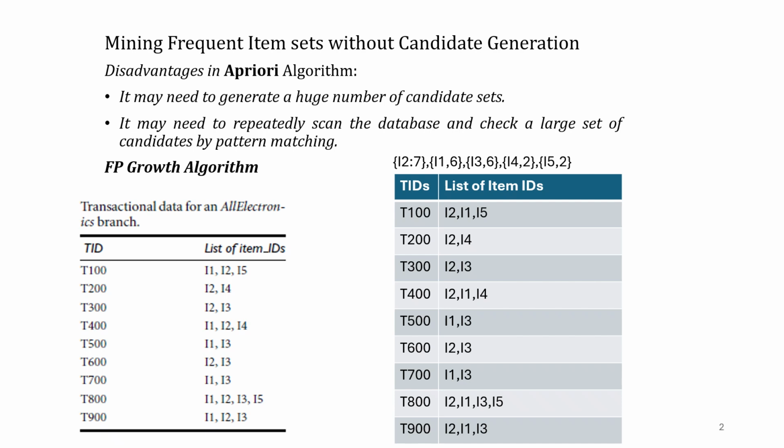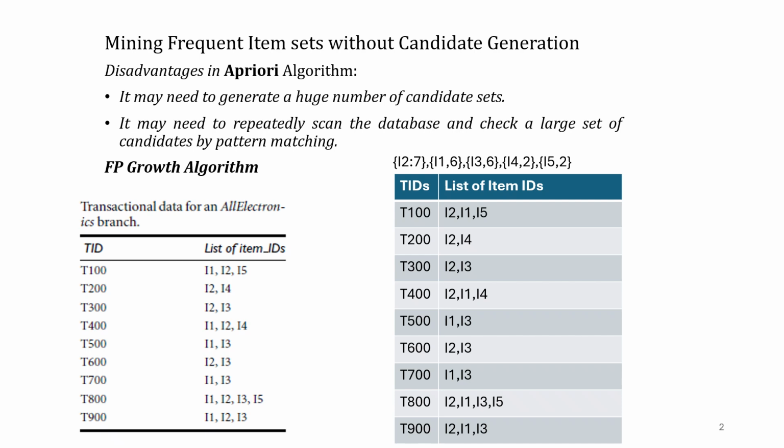We have 9 transactions here. The first transaction is T100, which has a list of items I1, I2, I5. T200 has the items I2, I4. Likewise, we have till T900. When you check the occurrences of each item, we have 5 items here: I1, I2, I3, I4, and I5. The occurrences of I1, we'll have 6.